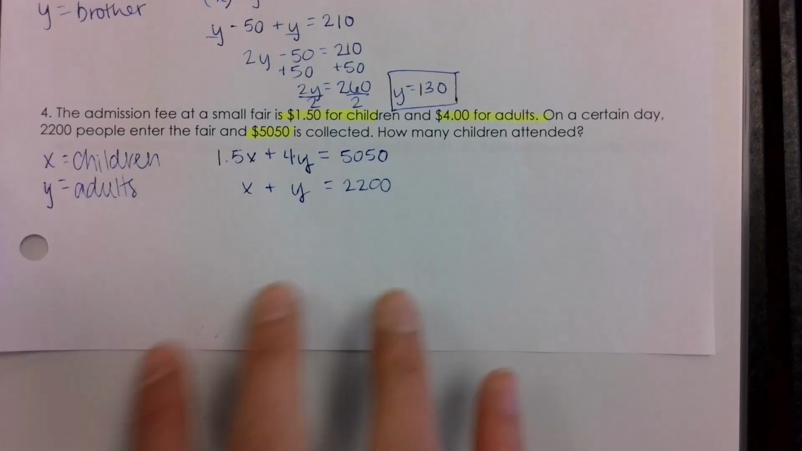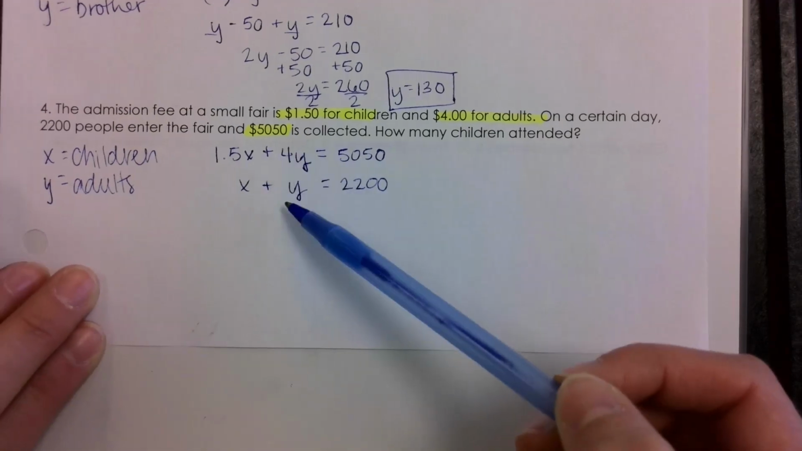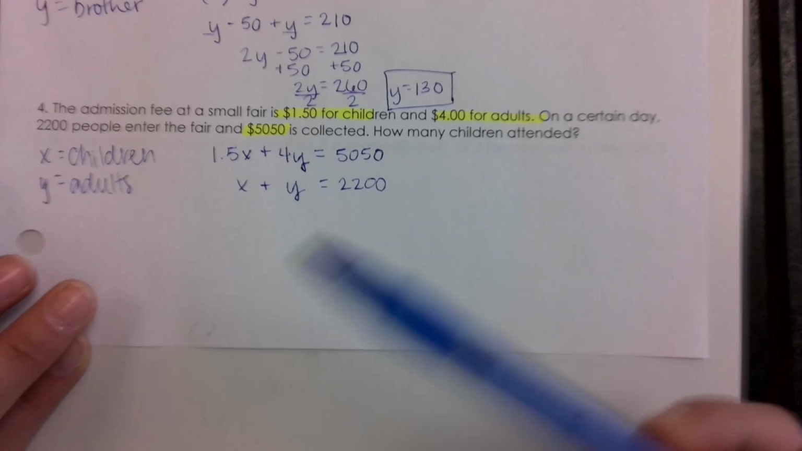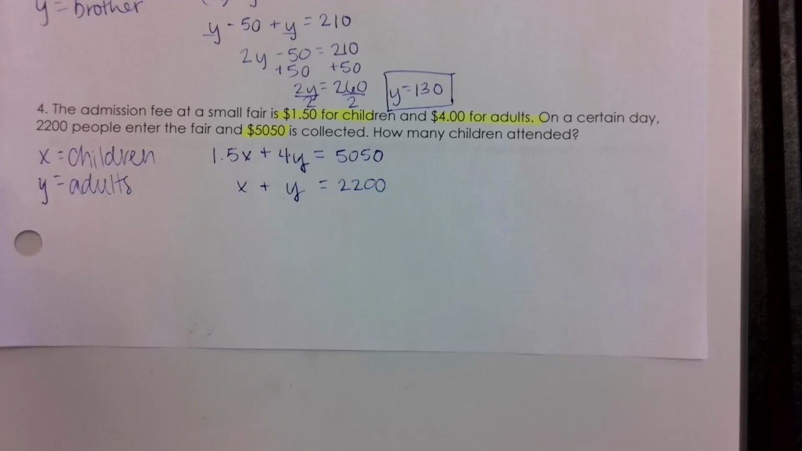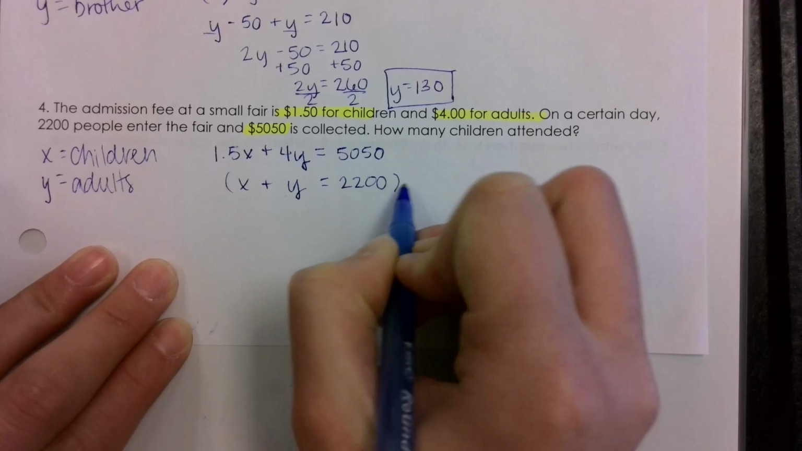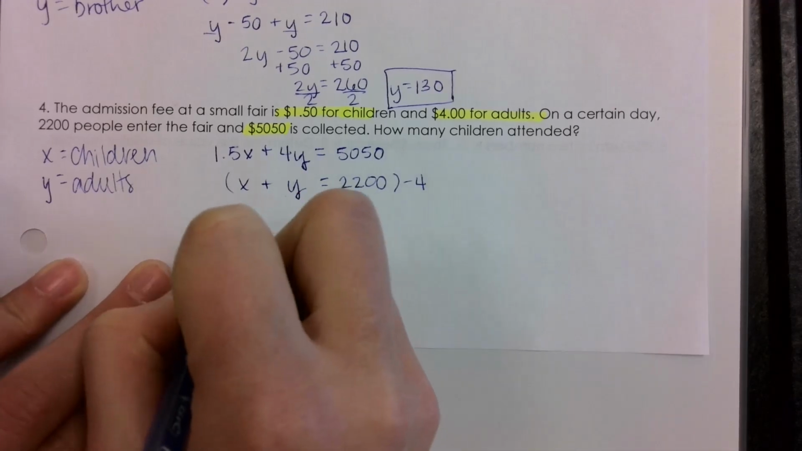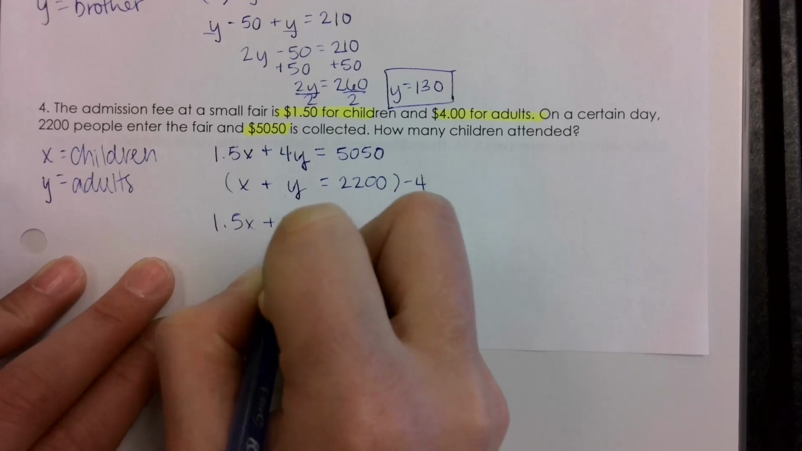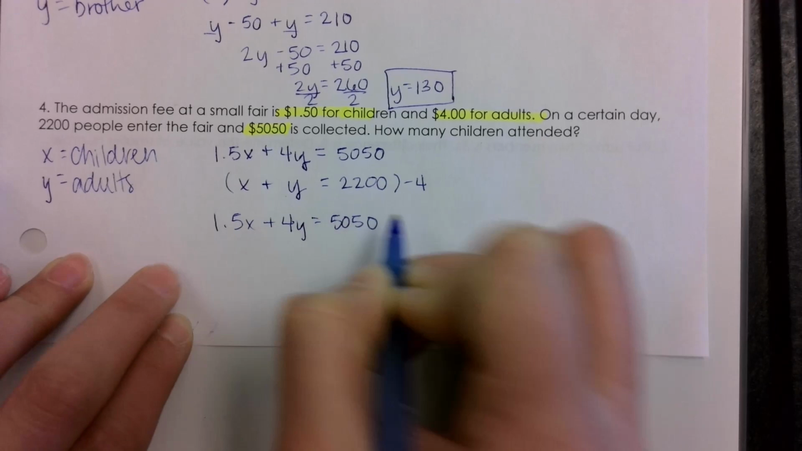So do we have the same number opposite signs right now? How could we make it same number opposite signs? Is there something we can multiply 1 by to get it to 4? Just -4, right? That'll give us same number opposite signs. So the top equation is not going to change, so I'm just going to copy that down. 1.5x plus 4y equals 5,050. Then we're multiplying that bottom equation by -4.